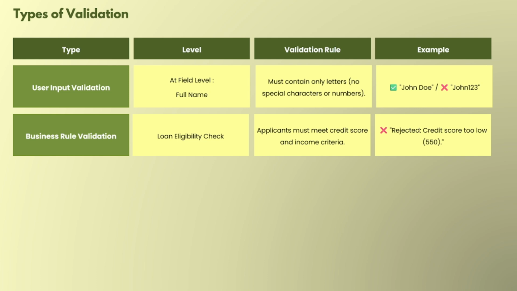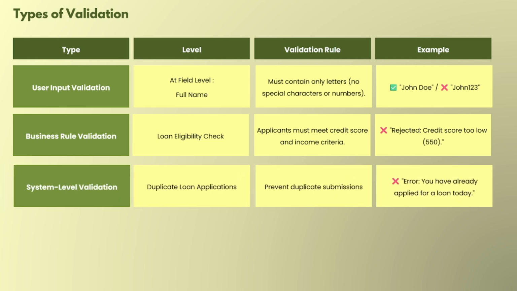Then business rule validation, loan eligibility check. Again it is somewhat similar to error handling. The application must meet credit score and income criteria. An example is rejected, credit score too low, means a 550 credit score might be there, so it gets rejected. Then system level validation: duplicate loan application. If there is a duplicate loan application, then prevent duplicate submission. An error might come that you have already applied for a loan today.